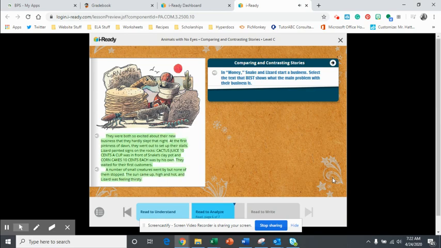So now you're focusing on the problem with the business, something that is going wrong with their business. It's not a perfect business, and something's going wrong. There's a problem. So you want to read through all of these highlighted texts and find the one thing that identifies a problem. So go ahead and read through everything carefully and make sure to make your selection.